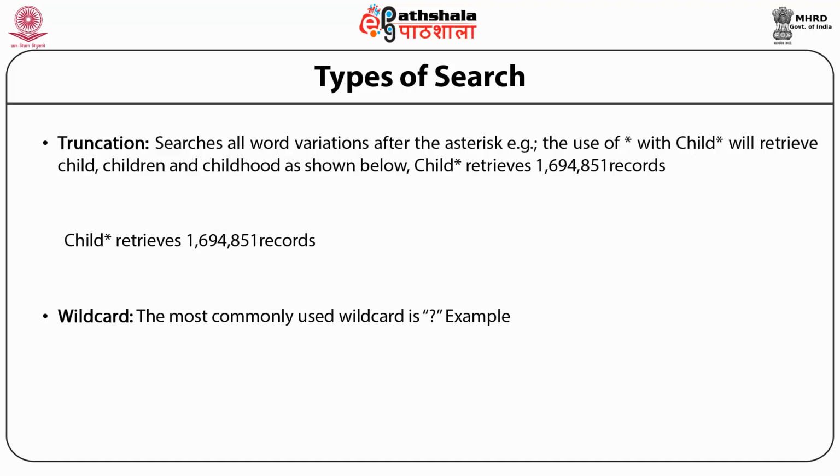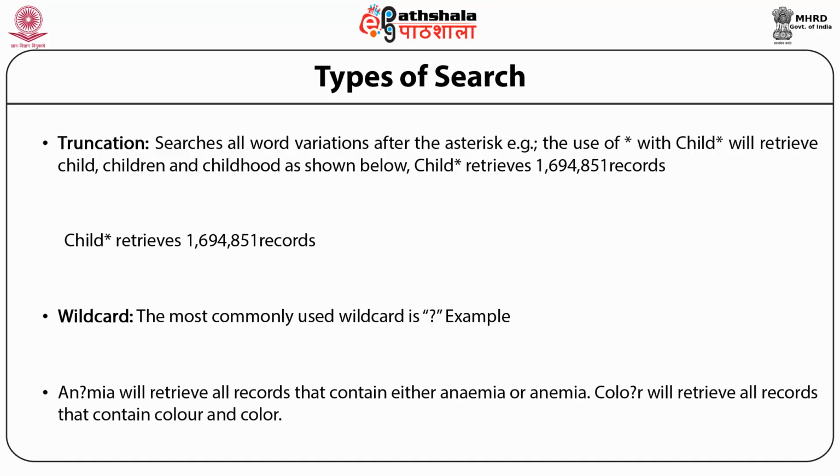The most commonly used wildcard is the question mark. For example, an?mia will retrieve all records that contain either anemia or anaemia. Likewise, col?r will retrieve all records that contain color and colour, one spelling c-o-l-o-u-r and the other c-o-l-o-r. However, most search engines do not currently support the wildcard facility.